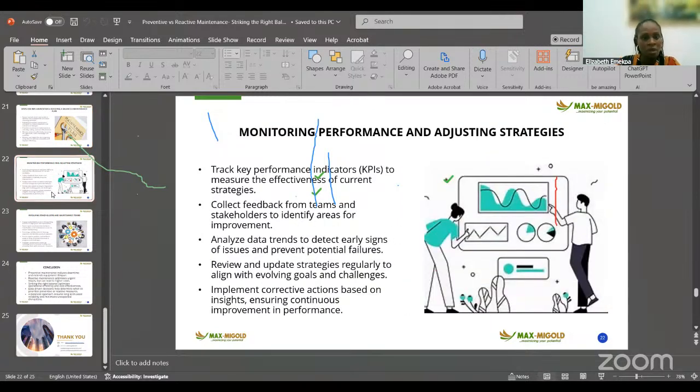Monitoring performance and adjusting strategies. Always ensure that, as I've mentioned earlier, you check your KPI, key performance indicator. How have you done for your assets? This particular thing has lasted us this long. These are what we've done. Check their performance. Check their effectiveness. Collecting feedback from your stakeholders is very important. Then identify where you need to improve.